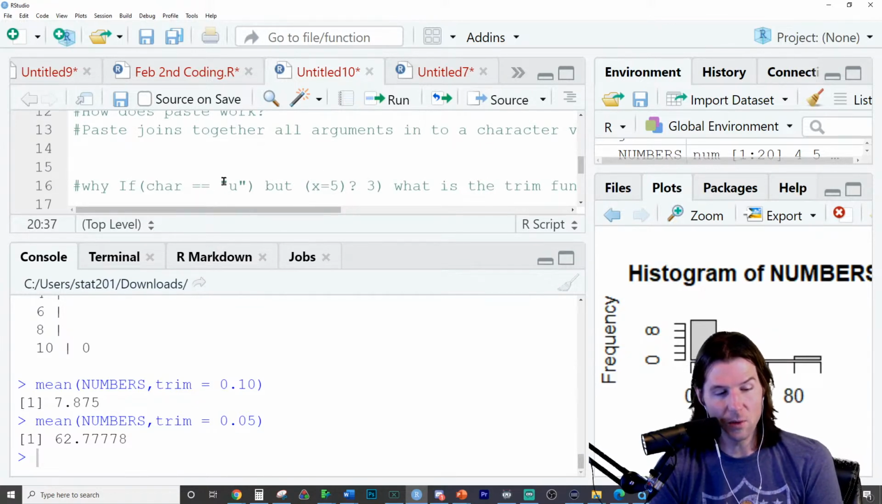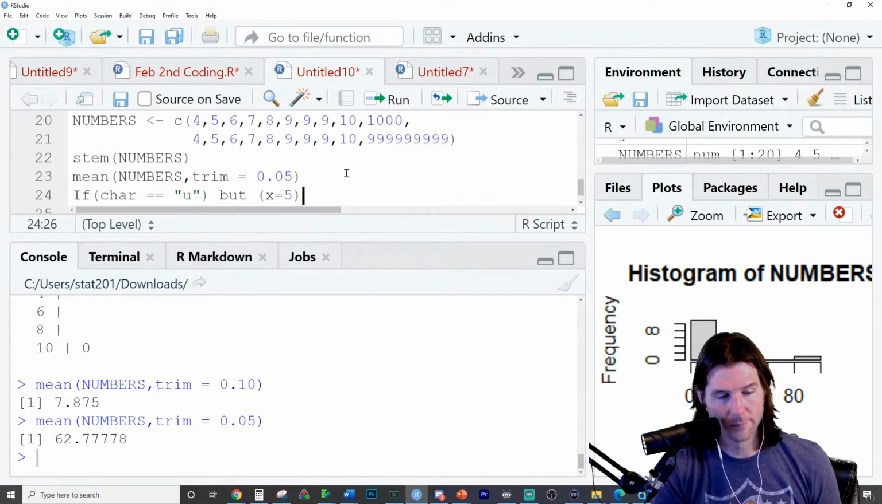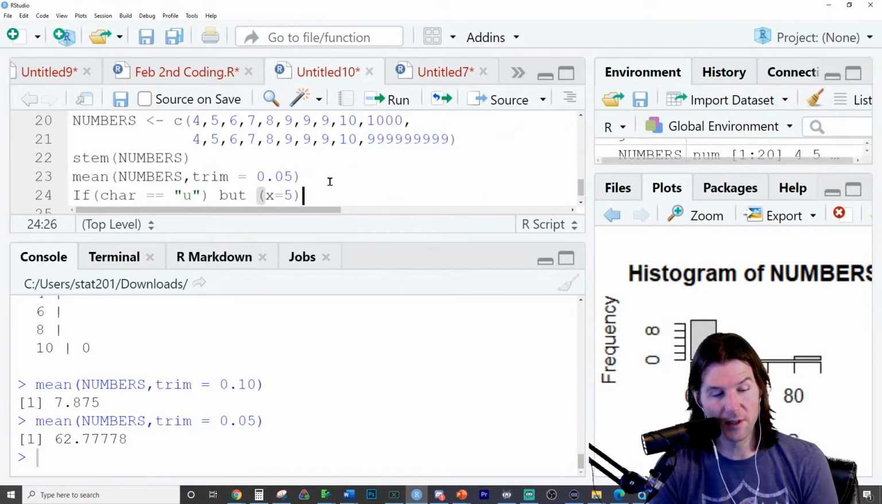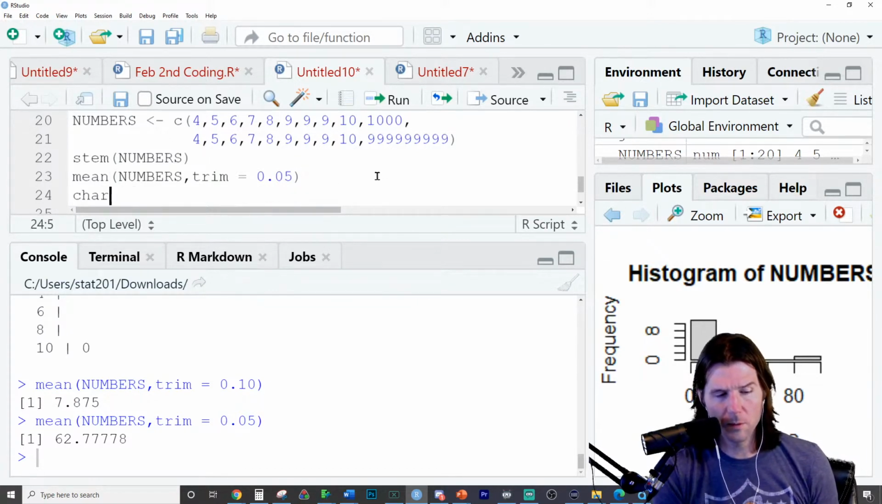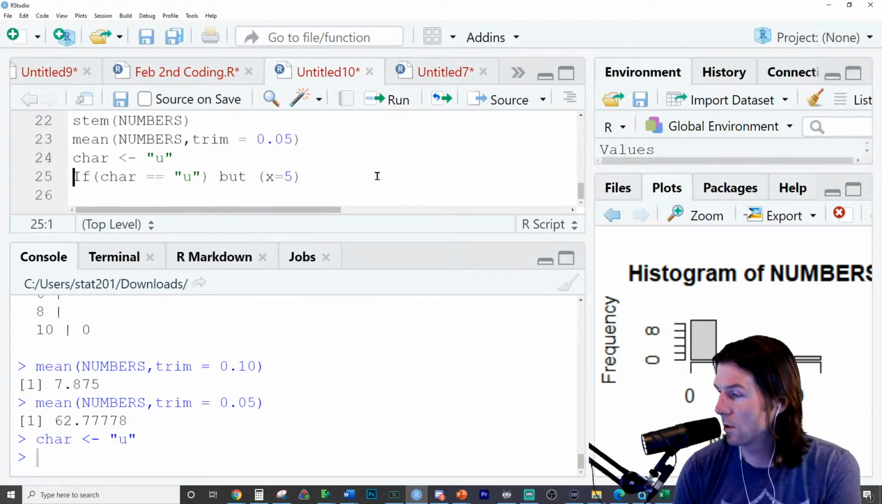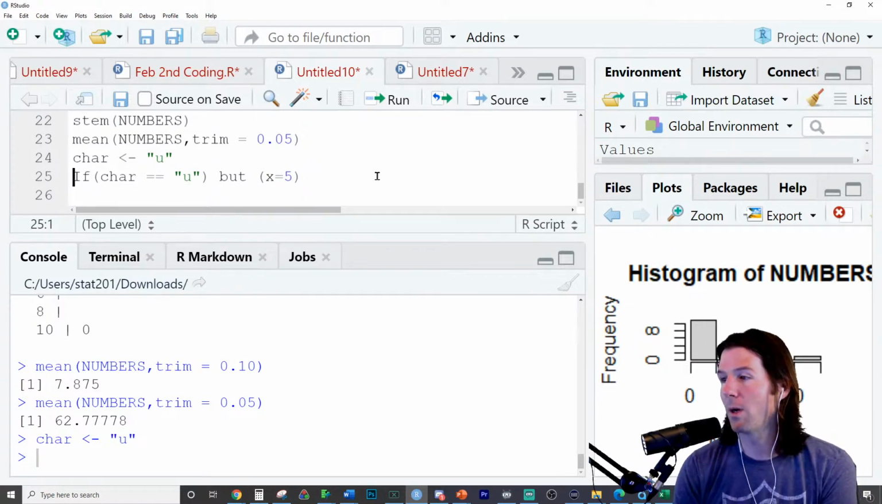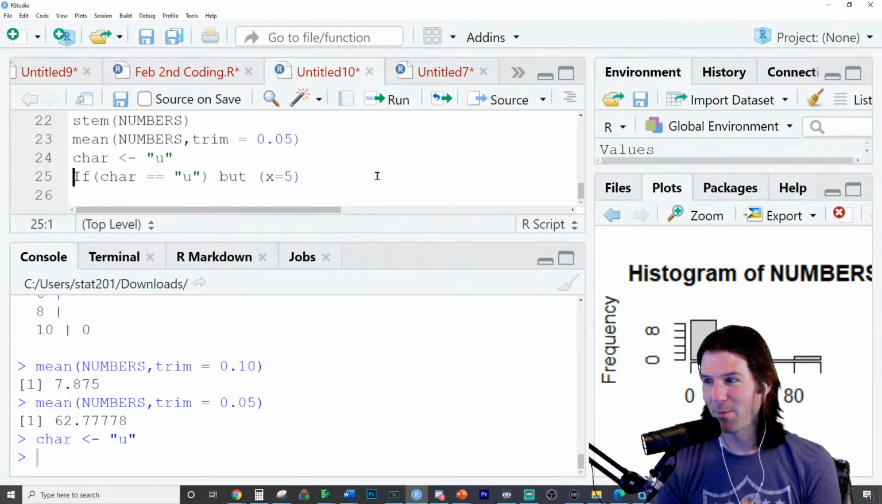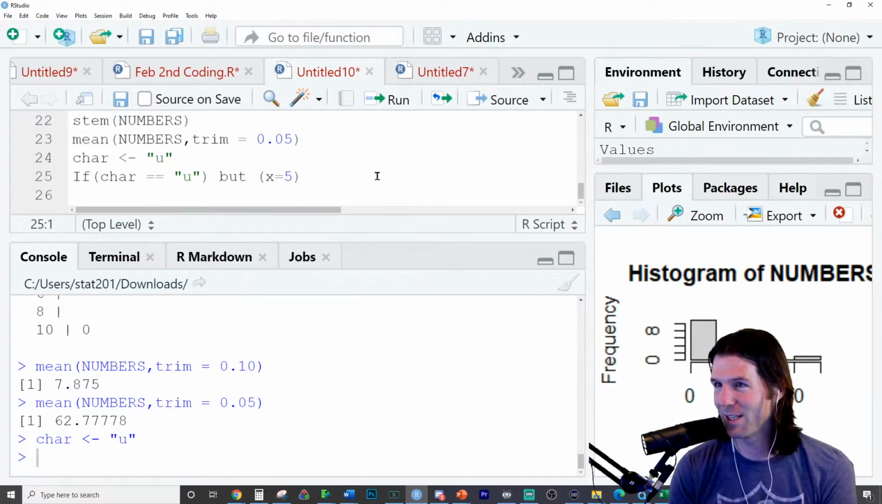If character equals u, but x equals... okay, this is the second one right here. I might need more details on this one. We've got a logical check to see if a character is stored into character. Can you explain in more detail? We're going to go char, and we're going to put in u right here. Oh, I know why. Okay, let me explain. This is where DataCamp's tricking you, because you probably saw this on DataCamp.